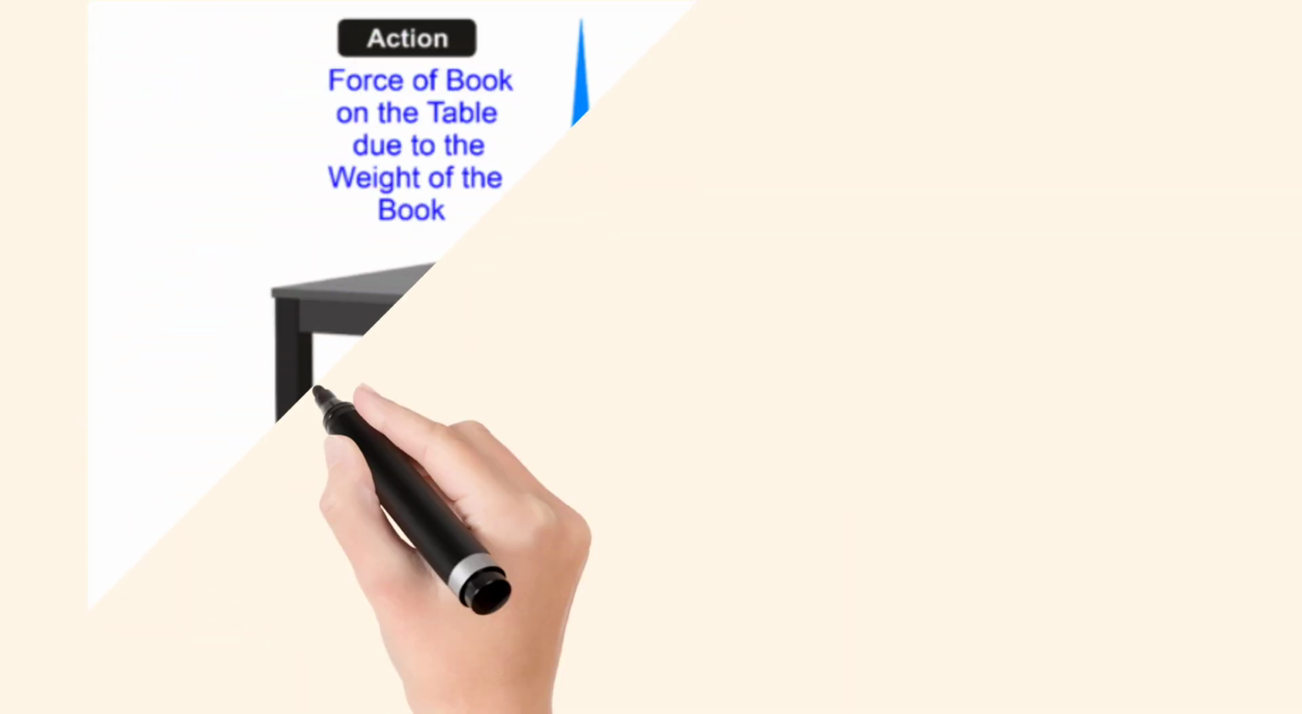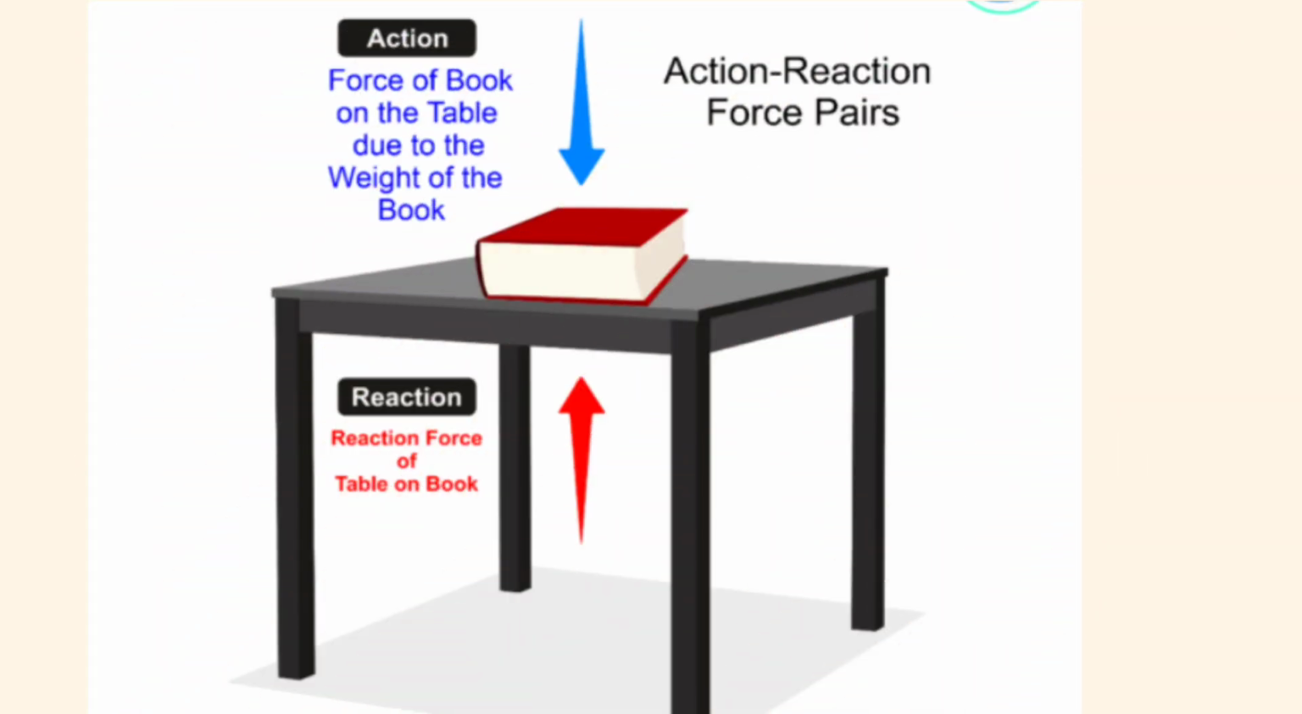Consider a book lying on a table as shown in figure. The weight of the book is acting on the table in the downward direction. This is the action, represented by blue arrow. The reaction of the table acts on the book in the upward direction, represented by red arrow.